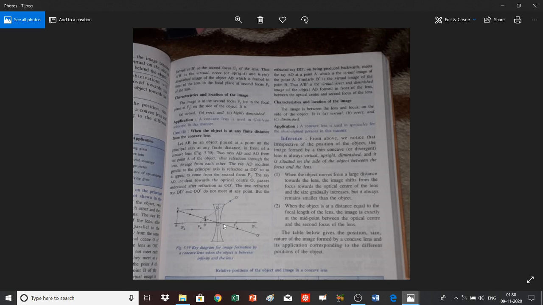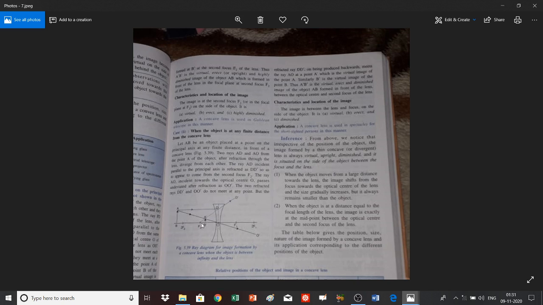is passing through the optical center, and you know that this will be undeviated, so it will move in this direction. And another ray is parallel to the principal axis; the principal axis is here, and this ray AQ is parallel to it. Since this is a parallel ray, you know that it will diverge after refraction. So the diverging line is in this direction, and we just extrapolate it in the backward direction, and you will see that this ray is coming out from F2.